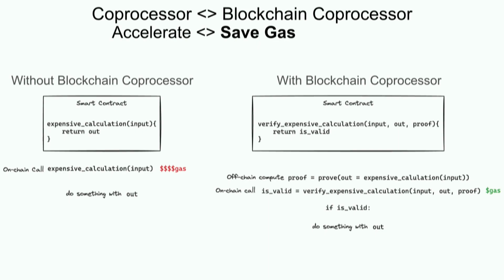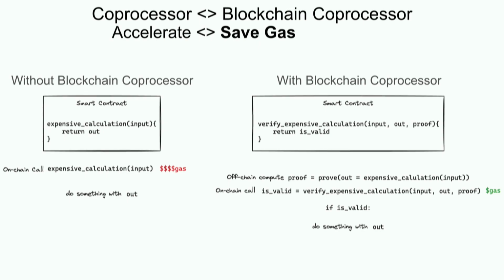In the blockchain coprocessor situation, something different gets executed in your smart contract. So instead of doing your big, expensive calculation in the smart contract, you just do a cheaper operation, verify expensive calculation. And this takes in 3 inputs now. So instead of just passing your input all the way in, you also take your expected output of the calculation, and then some proof that this was done correctly. And then your verify expensive calculation returns some little flag, is valid, says that input does equal output, and the proof says that it does. And then you can use that to do something, right?